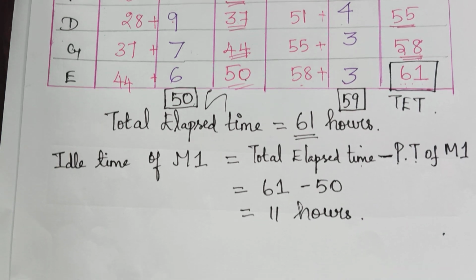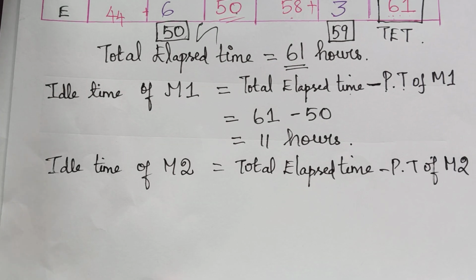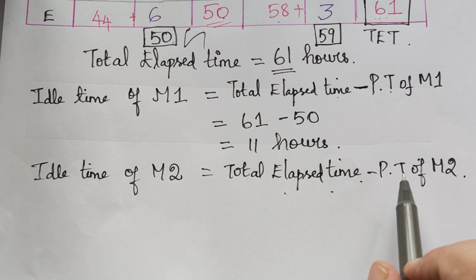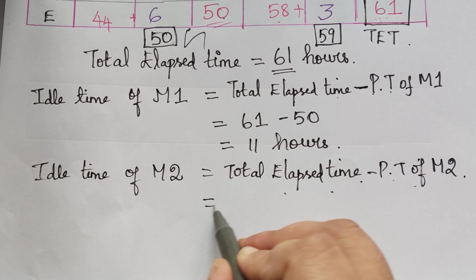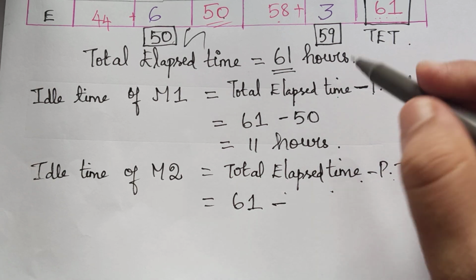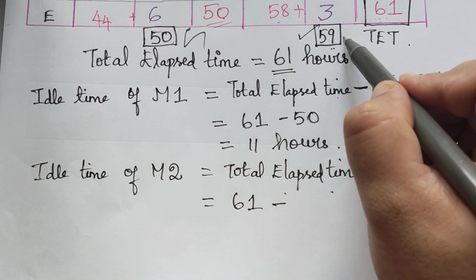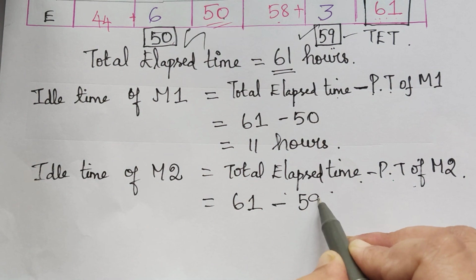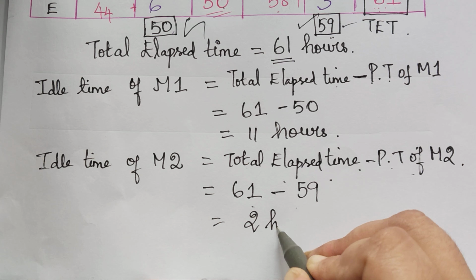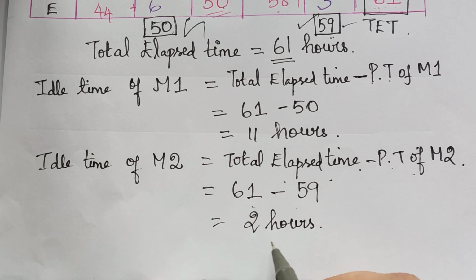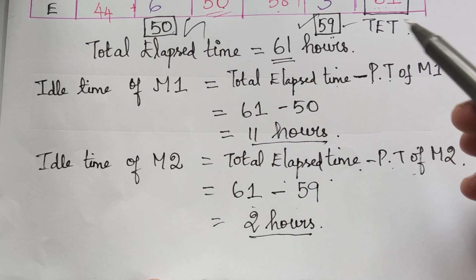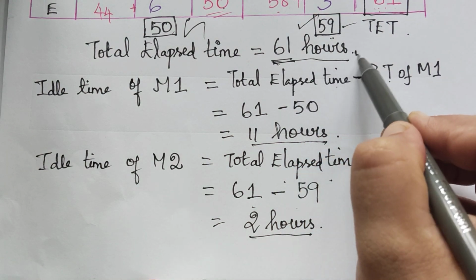In a similar manner, we have to do it for M2. That is, the idle time of M2 is equal to total elapsed time minus processing time of M2. Total elapsed time is 61 minus what is the total processing time of M2? It is 59, which we have calculated here. So what is 61 minus 59? It is 2 hours. So therefore, mission 2 remains idle for 2 hours. Mission 1 remains idle for 11 hours, and the total elapsed time is 61 hours.